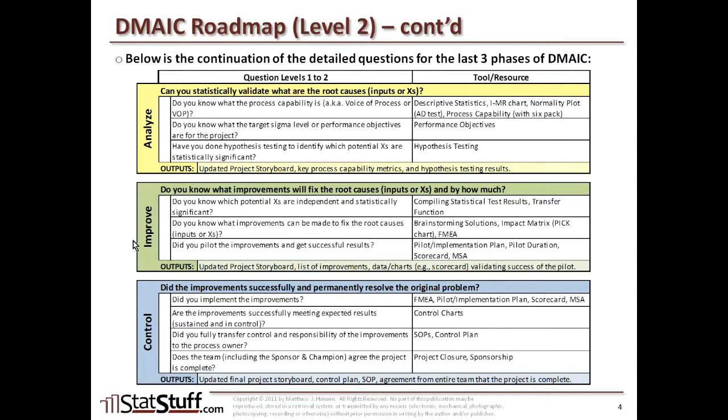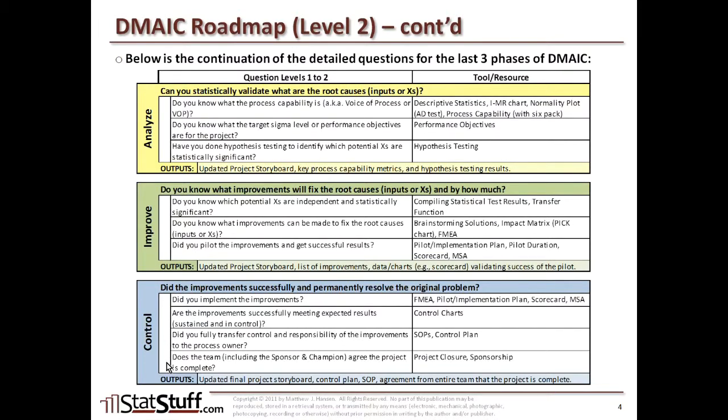And then finally, at the end of your project, when you're at the control phase, you want to answer this top level question: did the improvement successfully and permanently resolve the original problem? And if you're not really sure at this point, again, you move on to the second layer of questions. Did you implement the improvements? Are the improvements successfully meeting the expected results? Are they sustained and in control? Did you fully transfer control and responsibility of the improvements to the process owner?